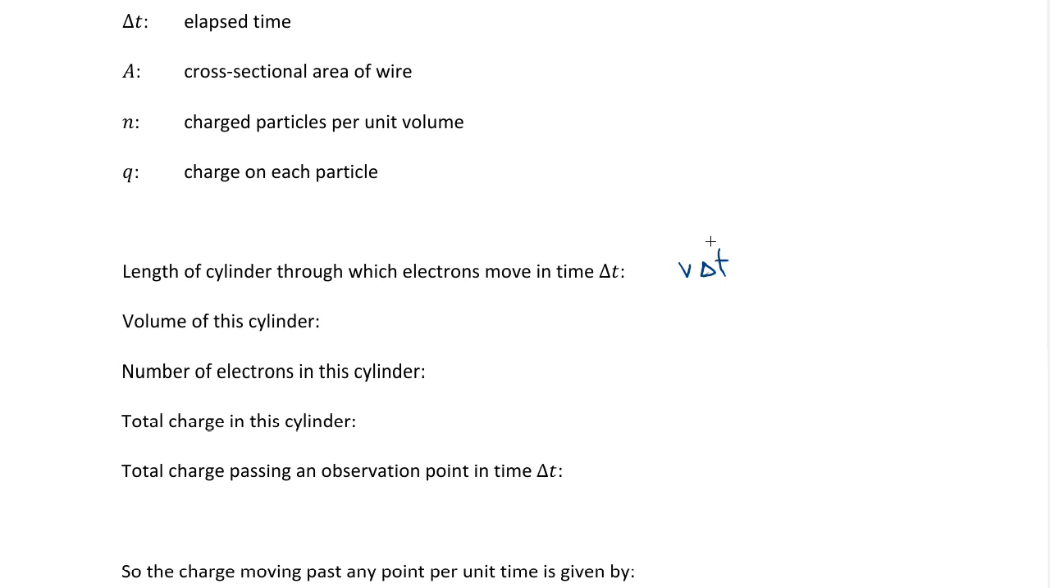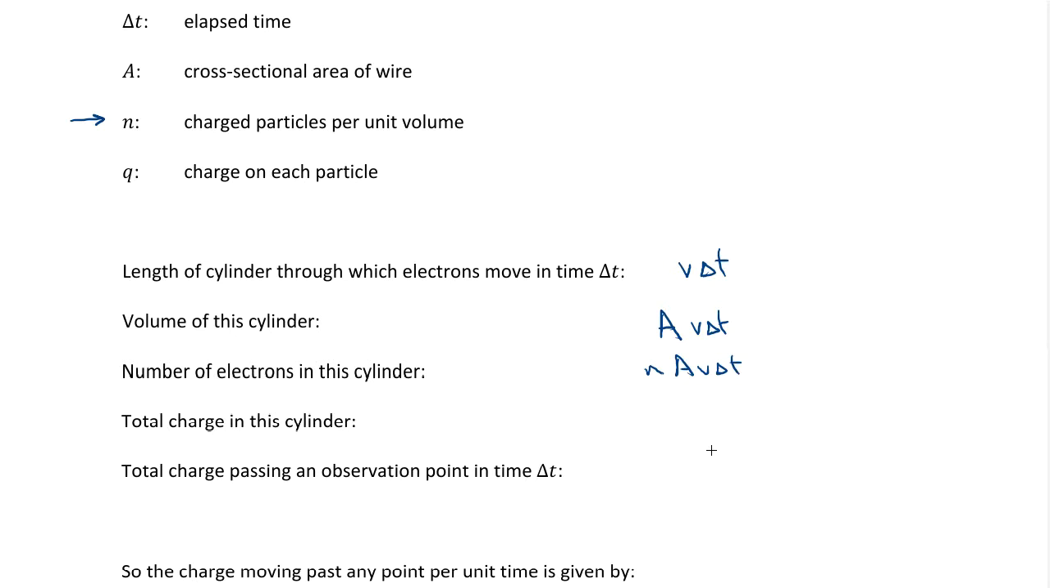So that's the length. The volume of a cylinder is equal to its cross-sectional area multiplied by its length. So if this is the length, I multiply cross-sectional area by the length, and now I've got the volume of that cylinder. If I wanted to find the number of electrons in the cylinder, I need to take the volume and multiply by the number of charged particles per unit volume. And that's n in our definition. So the number of electrons in the cylinder is the number of electrons per unit volume multiplied by the volume, and we've said the volume is A v delta t.